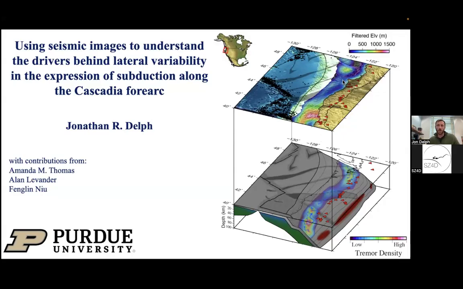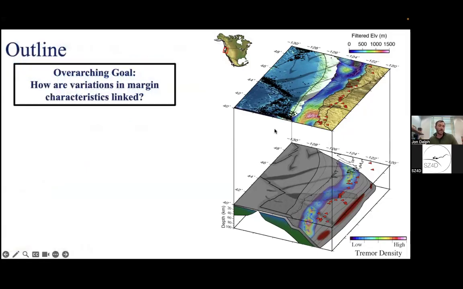Up here, I've plotted forearc topography, where we see that we have elevated forearc domains in these regions that experience higher amounts of non-volcanic tremor density. These are not the only things that correlate, and I'll talk a little bit about other ones as well. But again, this focus is really trying to understand from either some physical process or a mechanistic way how these different variations can be linked together.